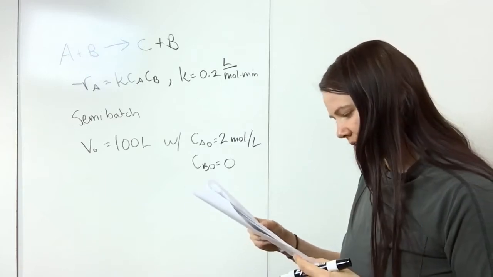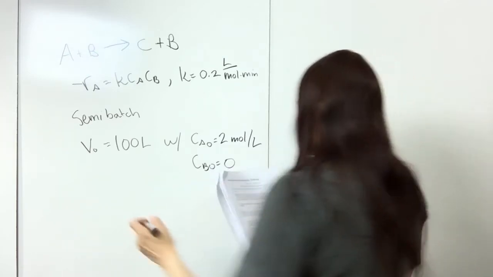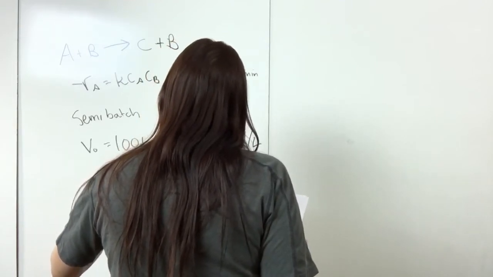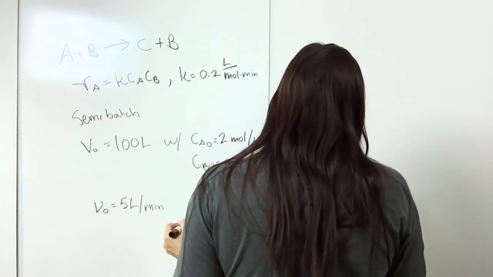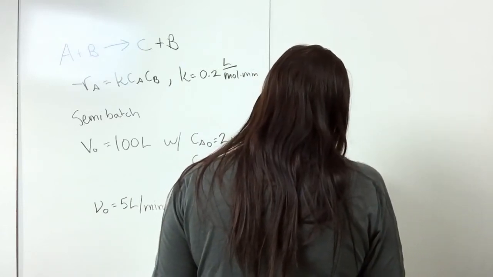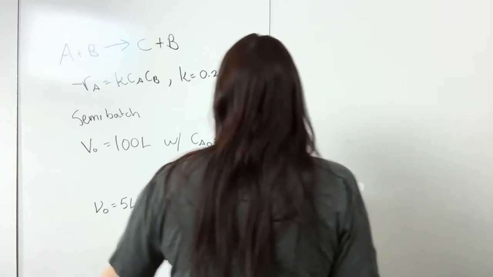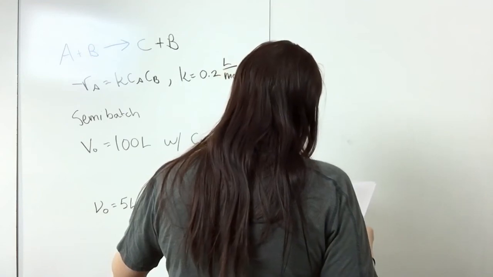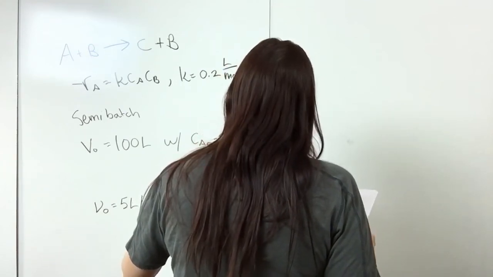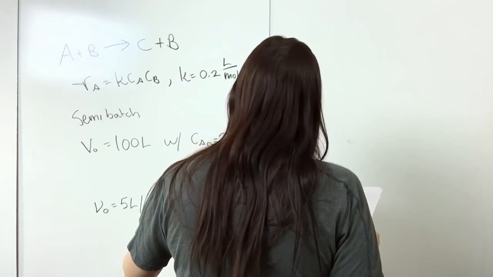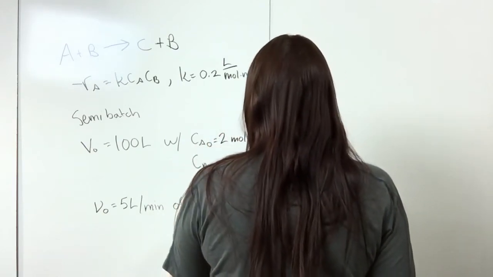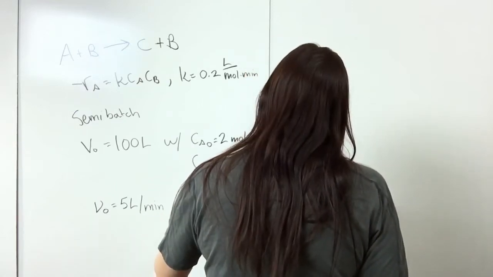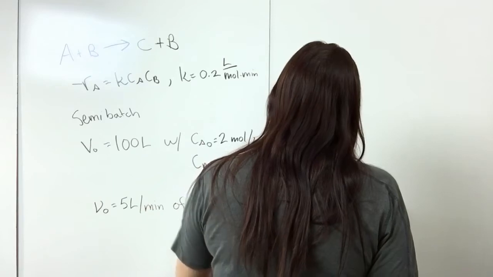Then it says to start the reaction, 5 liters per minute, so v0 is equal to 5 liters per minute, of a solution containing 0.5 mole per liter of B. So this is CB0 in the reactor, and then this is CB0 in the solution, I guess, so 0.5 moles per liter.